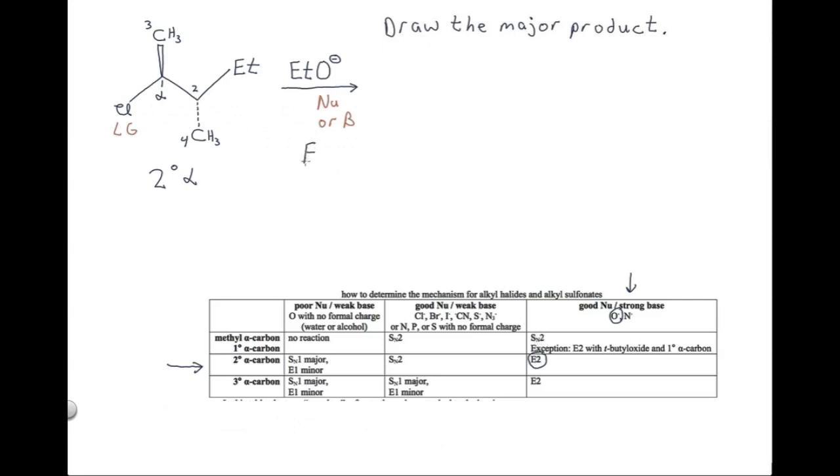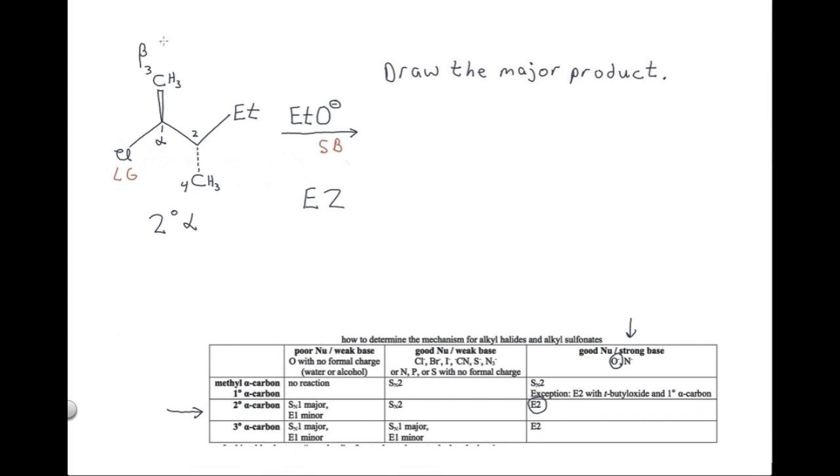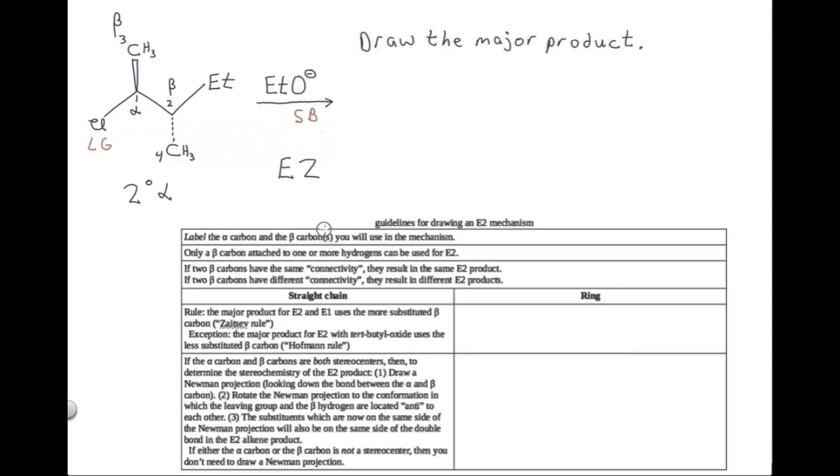Be sure to write that down. Now that we know this is E2, we know we're going to be using the oxygen as a base, not as a nucleophile, and we know that O- is a strong base. We know we should label the alpha and beta carbons for an E2. Well, in this case, we have two beta carbons. Carbon 3 is a beta carbon, and carbon 2 is also a beta carbon. So we've labeled our alpha and beta carbons. Both of those beta carbons are attached to hydrogens.